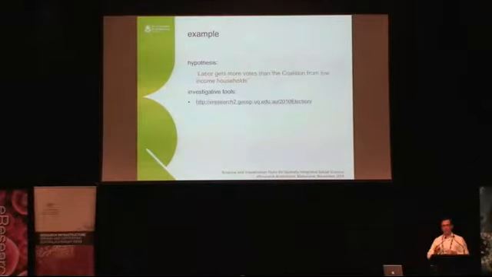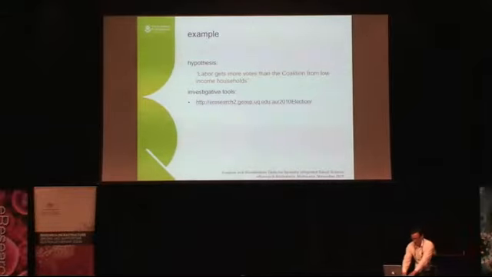So I'm going to be brave and do a live demo. I got Paul to give me a dumbed-down hypothesis I might test with the tool, which is that Labor gets more votes than the Coalition from low-income households. So let's see if we can use the tool to analyse that.